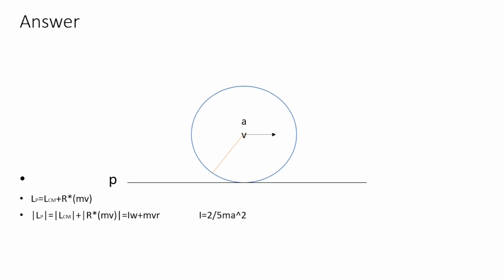Let us consider the point P at the point of contact. We can write R equals a. Therefore L_P equals 2 by 5 ma squared times v by a plus mva, where omega equals v by a. We know that angular velocity is omega. So 2 by 5 mva plus mva equals 7 by 5 mva.